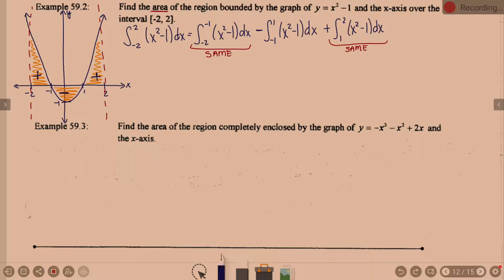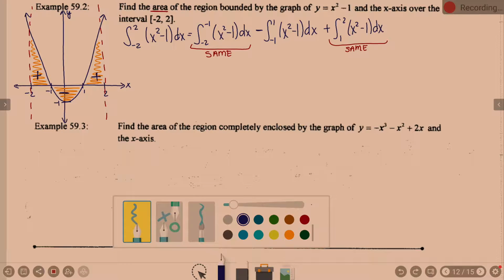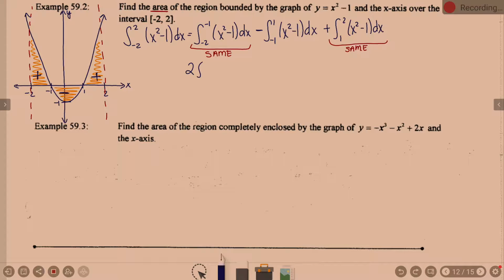I like your way of thinking. You guys see what he's saying? If it doesn't matter whether we use the one from -2 to -1 or 1 to 2, we all do better plugging in positives than negatives. So what I would change this to mean is we're going to do 2 times the integral from 1 to 2 of x squared minus 1 dx. And then we still have to have minus the integral from -1 to 1.